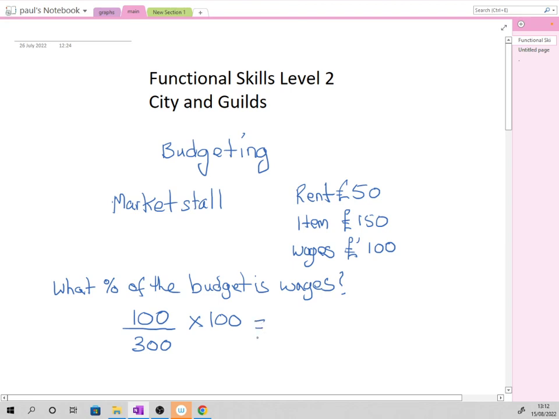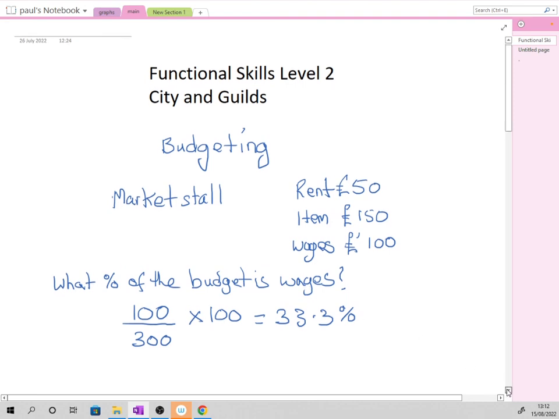So 100 divided by 300 times 100 is going to be 33.3. I'll just leave it as 33.3%. Yeah. So the percentage of the budget that the wages take up is 33% of all the things we're going to spend. Nothing to do with profit, it's just the budget.